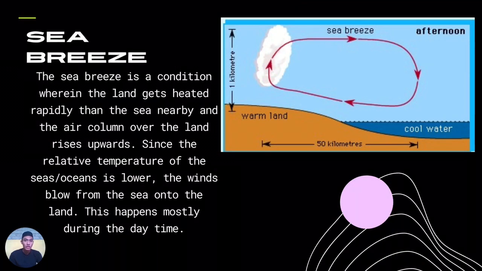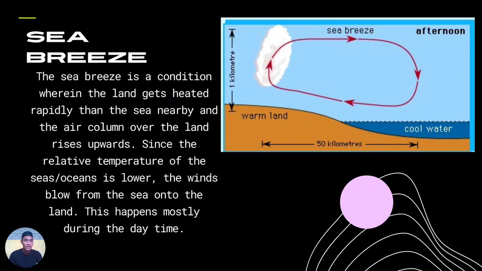Sea breeze is also a condition wherein the land gets heated more rapidly than the sea nearby, and the air column over the land rises upwards since the relative temperature of the sea or ocean is lower. The wind blows from the sea onto the land. This happens mostly during the daytime.